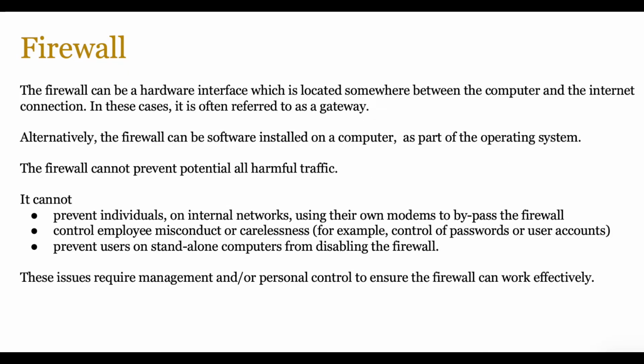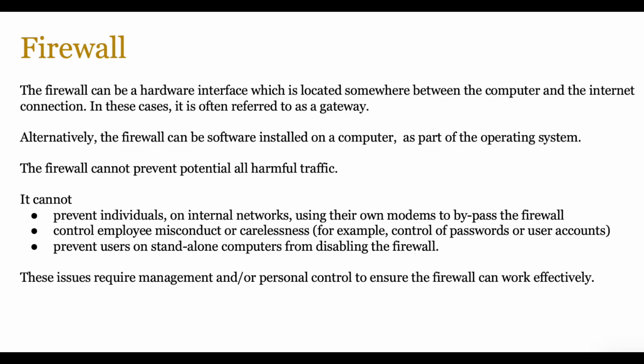Now, the firewall can be a hardware interface which is located somewhere between the computer and the internet connection. In cases, it's often referred to as a gateway. Alternatively, it can be a software installed on your computer, as we talked about earlier, as part of the operating system. The firewall cannot prevent all potentially harmful traffic. Okay, so you can't say that a firewall can prevent viruses or hacking, because what could happen is that your password could be very weak, or you put in a USB with a virus on, bypassing the firewall. So a firewall can't 100% prevent all harmful traffic, but it can reduce the risk.